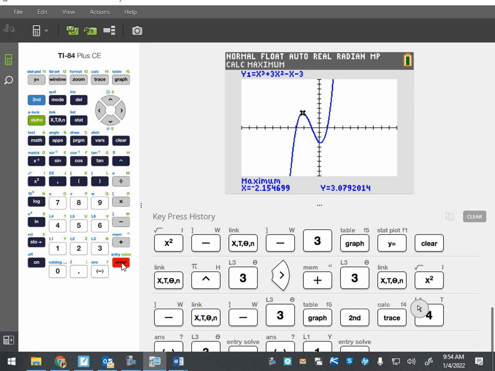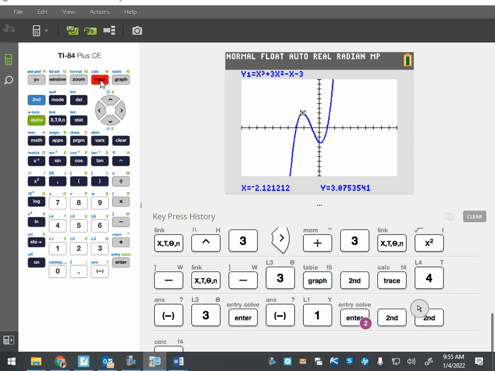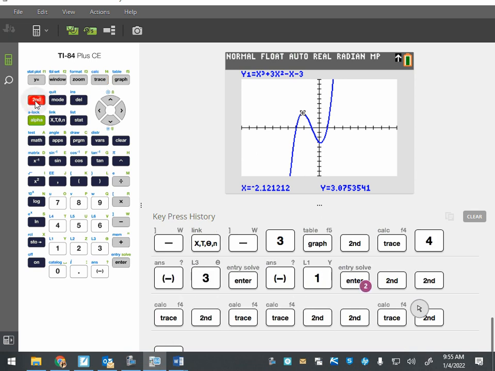Okay. And we're finding the exact. So even though our minimum looks like 0, -3, we're going to find the exact. So go to second trace, second trace, second trace.